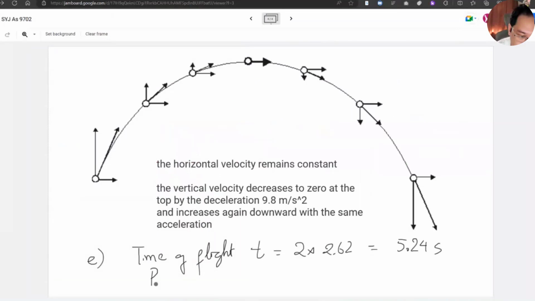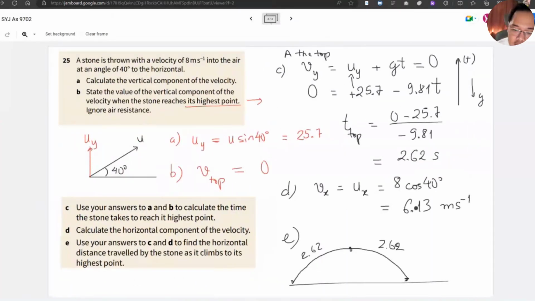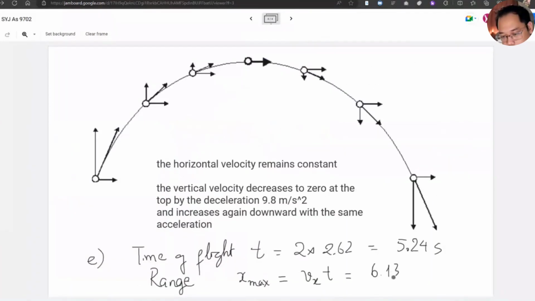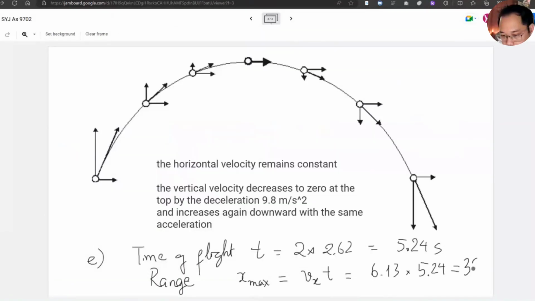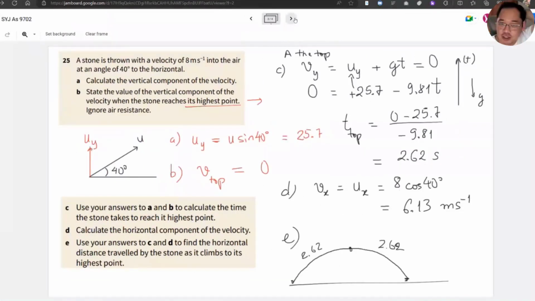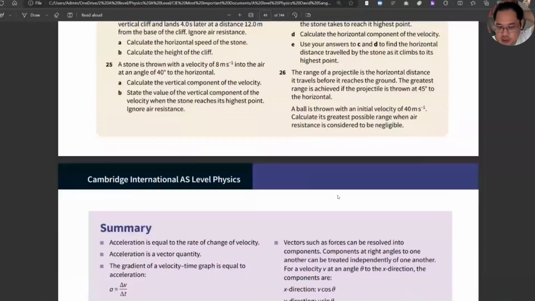And the range that the object flies is simply, we can write r or x max, the horizontal velocity vx multiplied with time. Vx we calculated in part D here, 6.13. 6.13 times 5.24, and we have the final result, 32.1 meters. That's it. That is the solution to this problem. Let's try one more example, and then we can stop today.